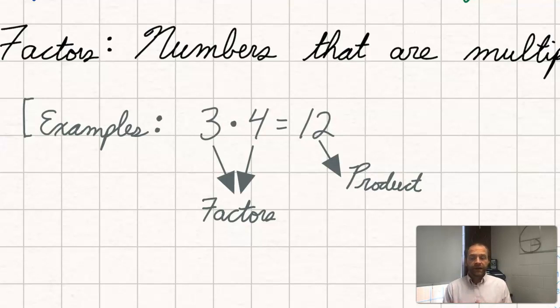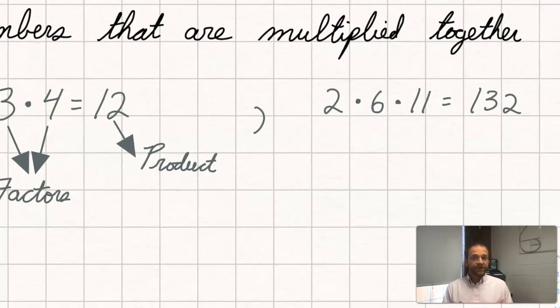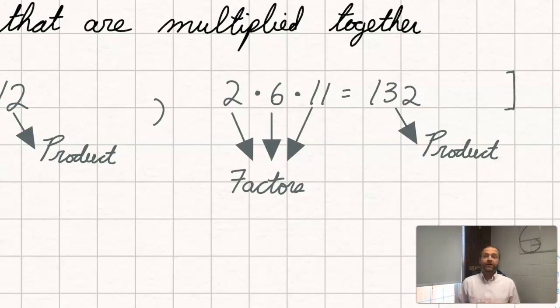Well, another example, if I have 2 times 6 times 11, that is 132. Well, wait a minute, that's 3 numbers, and that's okay. Any time that you have numbers being multiplied together, those are all considered to be factors. So my product is 132. The end result of multiplication is called a product. The numbers that create it through multiplication, those are factors. So 2 is a factor of 132. 6 is a factor of 132. 11 is a factor of 132. So numbers that are used to create a product through multiplication are factors.